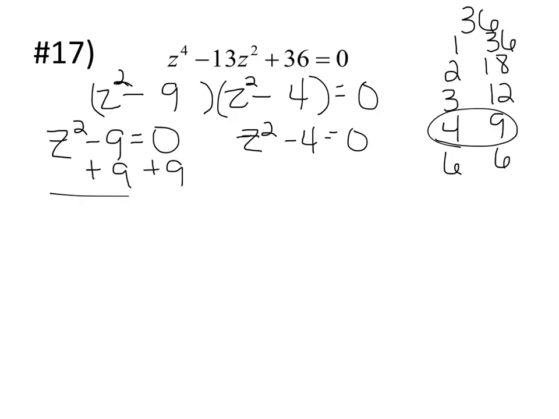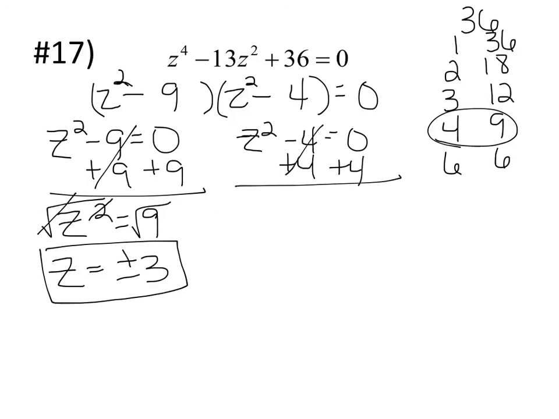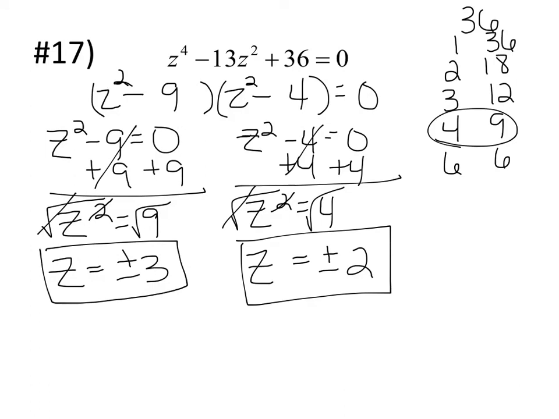Here you're going to add 9 to both sides, leaving me z squared is equal to 9. Square root both sides. You got the square and the square root cancel, leaving you z is equal to plus or minus 3. Plus or minus because I wrote the square root. Add 4 to both sides over here. So you have z squared is equal to 4. Square root both sides. Square root and square cancel, leaving you z is equal to plus or minus 2. So your answers here are negative 3, 3, negative 2, and 2.